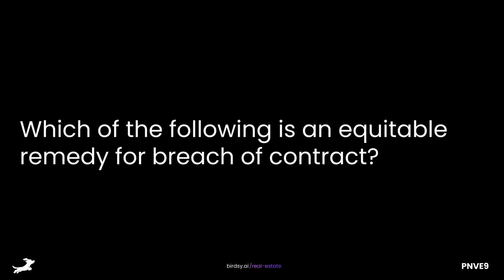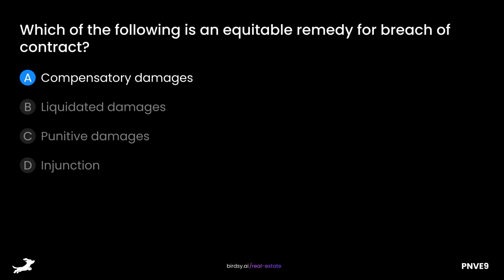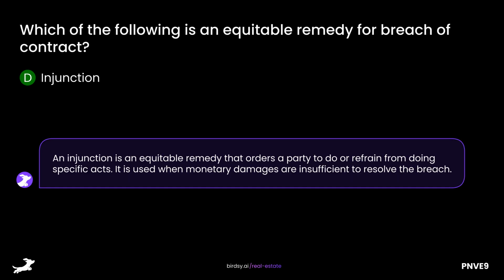Which of the following is an equitable remedy for breach of contract? Is it A. Compensatory damages? B. Liquidated damages? C. Punitive damages? Or D. Injunction? The answer is D. Injunction. An injunction is an equitable remedy that orders a party to do or refrain from doing specific acts. It is used when monetary damages are insufficient to resolve the breach.